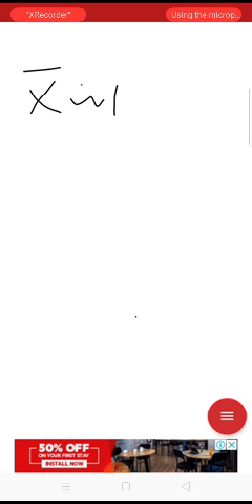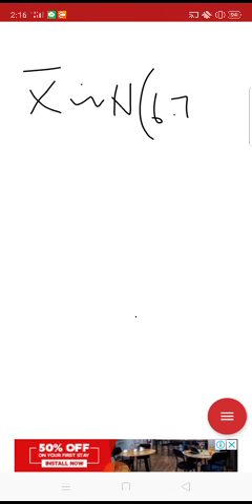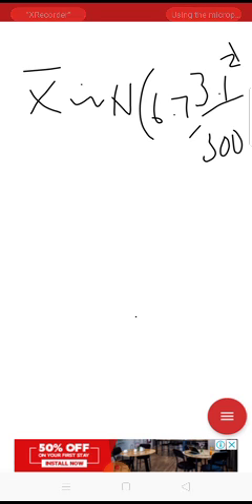So from this you may be able to form a distribution by using the random sample. The keyword there is random sample. So from here we have a normal distribution. Apply the CLT: the mean is 6.7, and the variance is 3.1 squared over n. This is your distribution by applying the central limit theorem.